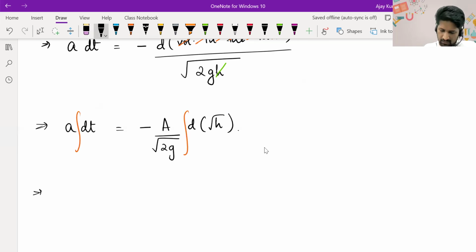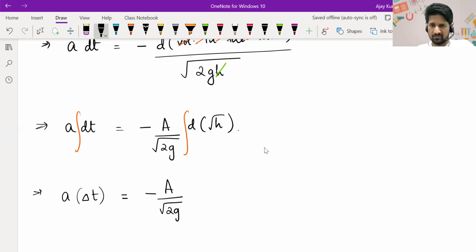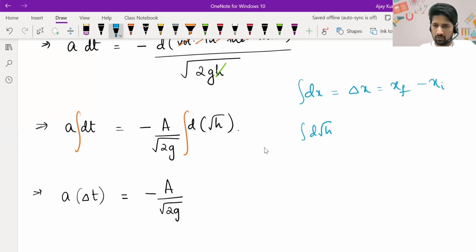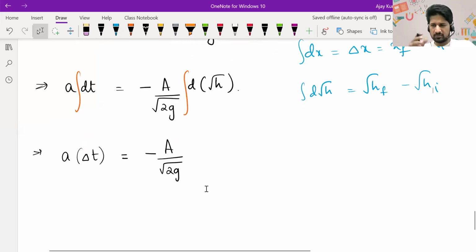Okay. Integral dt becomes t or delta t, the total time taken for the change in height to take place, minus A by under root 2g. You are integrating d of root h. Okay, this is a slightly tricky integration. dx means what? Change in x. Integral dx becomes total change in x, which is x final minus x initial. Similarly, integral of derivative d of root h simply becomes root h final minus root h initial. That's all. Okay, think of root h as one term. You are integrating the small changes in root h, you'll get the total change in root h.